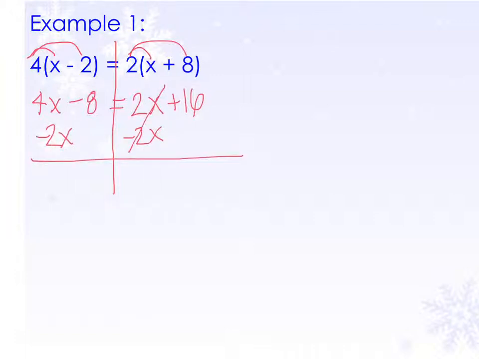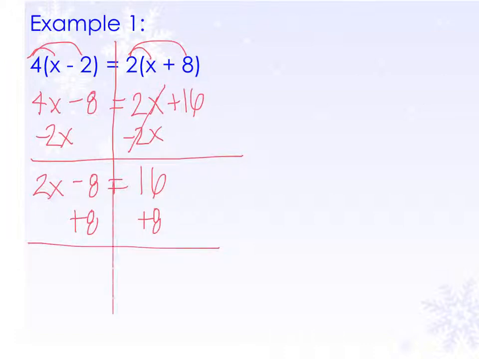That will cancel on the right. 4x minus 2x will give me 2x on the left, and negative 8 will drop down, and 16 will drop down on the right side. Then I just have this simple two-step. I'll add 8 to both sides. My 8's will cancel, and I have 2x equals 24. I can divide both sides by 2, and I've figured out x is equal to 12.